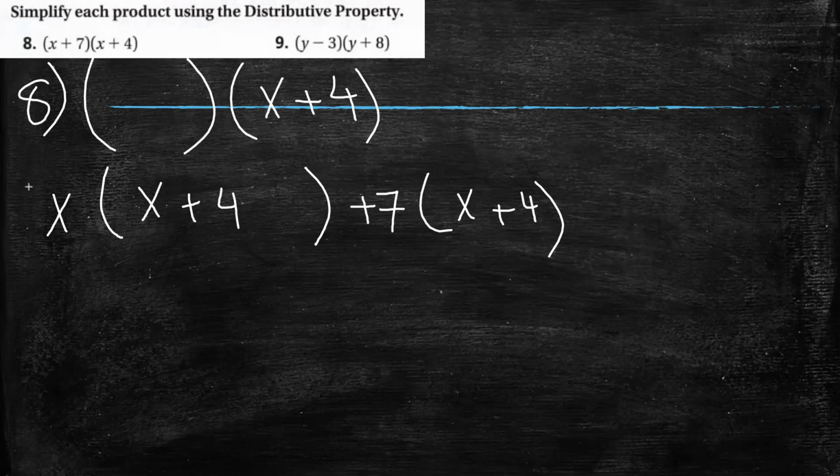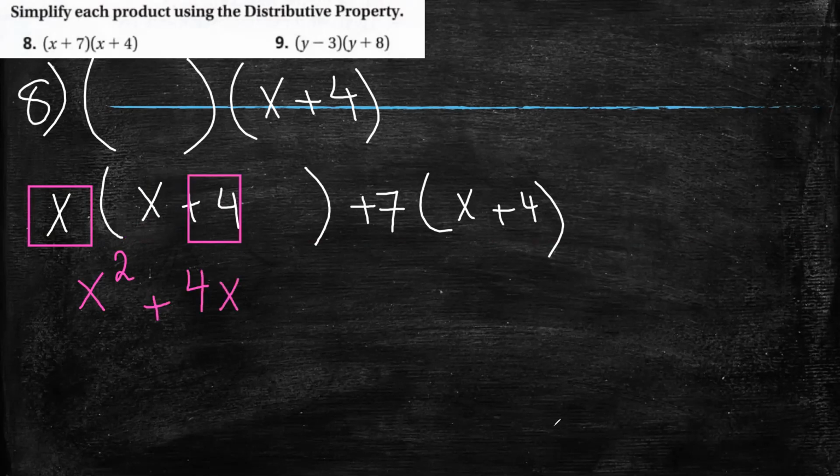The first step, I multiply x with x. So x times x is x squared. Then I multiply x with 4, which is 4x. Then I will go now to the second term.